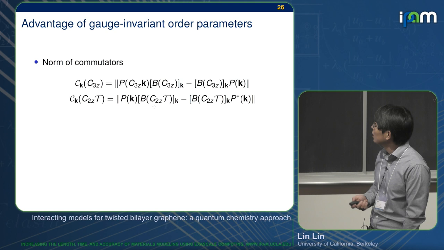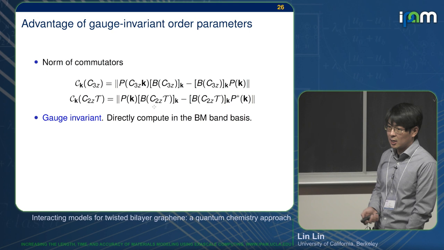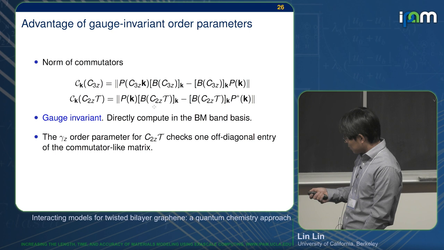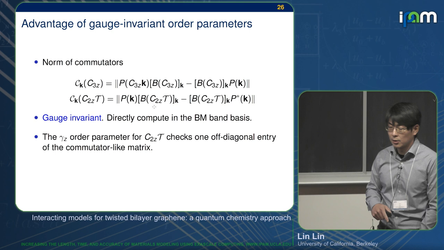There are some advantages of the gauge-invariant order parameters, because you can directly work with BM band bases without gauge fixing. For topological systems, sometimes this gets tricky. And these are two examples for the C3z and the C2zT. The order parameters are also fully compatible with what physicists have been doing, because the gamma z order parameter is really one off-diagonal entry of this commutator. So if they're broken, they're both broken.